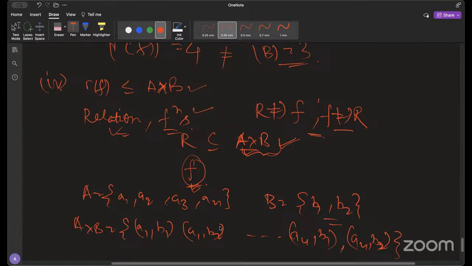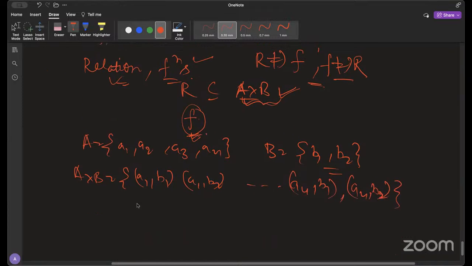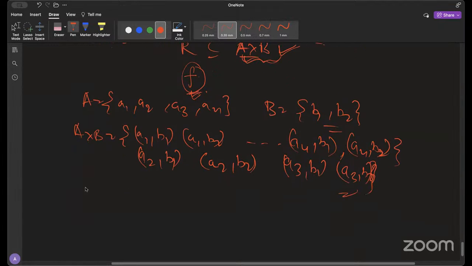And here you have A1. Let me just mention all the points then. So this is the Cartesian product of A and B. And then if you define a relation, so relation is basically a subset of this. It can be equal to this. A cross B is also a relation, but you can pick any elements and put here. This will be a relation then.